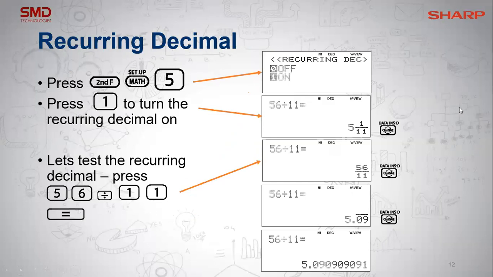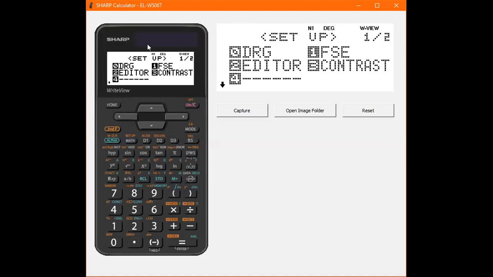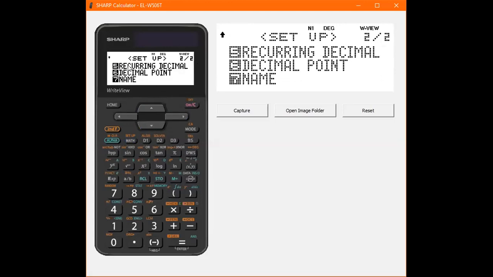So a really nice other function is your recurring decimal function. And to switch that on, I'm actually going to do it with you on the calculator. Because later you'll see some nice ones. So if we wanted to switch the recurring decimal on, we're going to use our setup function. So we're going to say second function and then math for setup. And you'll see you have a whole bunch of setup functions. I'm going to ignore all of those for now, and I'm going to look at number 5, which is your recurring decimal.